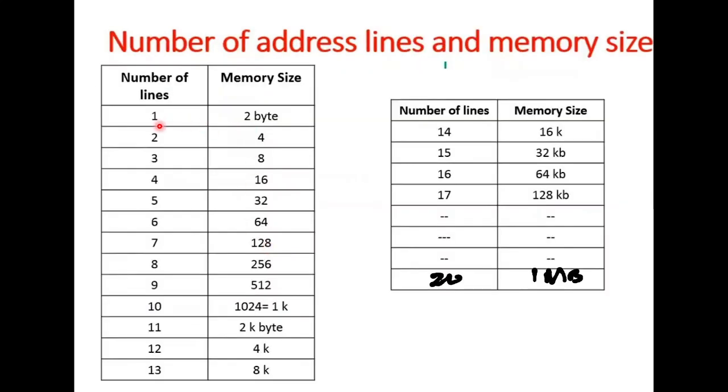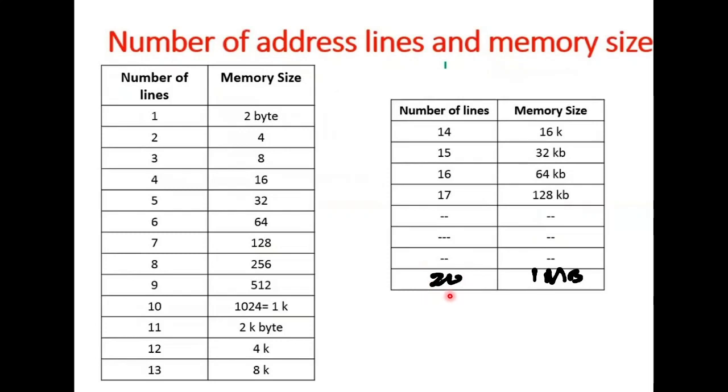Similarly, in this table everything is given. If I have only one wire, one line, then the memory size will be 2 bytes. If 2 wires, 4. If 3 wires, 8 memory locations. If 4 wires, 16 memory locations. If 5 wires, 32 memory locations, and so on. If I have 20 wires, these 20 wires we will use for a 20-bit address. Remember, this will come in the 20-bit physical address calculation.